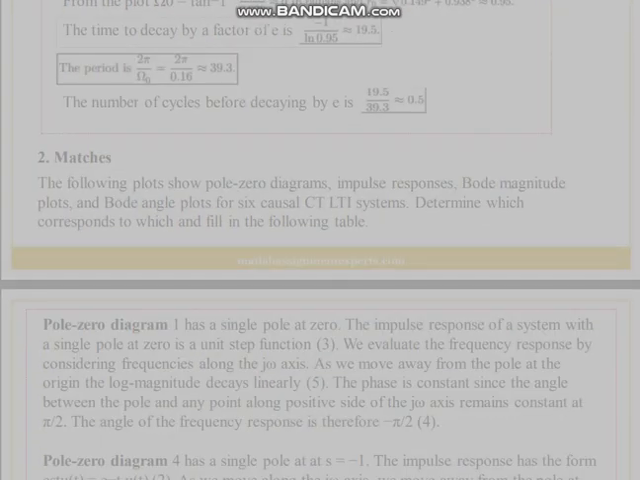From the plot, omega 0 equals 10^-1. The time to decay by a factor of e is. The number of cycles before decaying by e is.